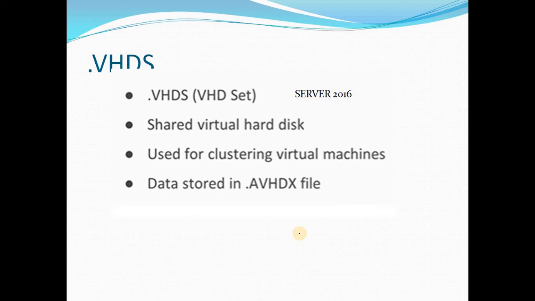But when we come to Server 2016, trust me guys, that was completely revolutionized in terms of virtual hard disks. This is known as VHDS, and it is also known as VHD Set. The new VHD Set was launched by Microsoft in Windows Server 2016, and the drastic change that revolutionized virtual hard disk storing was the shared virtual hard disk. Shared virtual hard disk was used in Server 2016, having the extension VHDS, and it also supports clustering virtual machines, and data is stored in a VHDX file. So these are the three different formats that we are going to implement in your server environment.